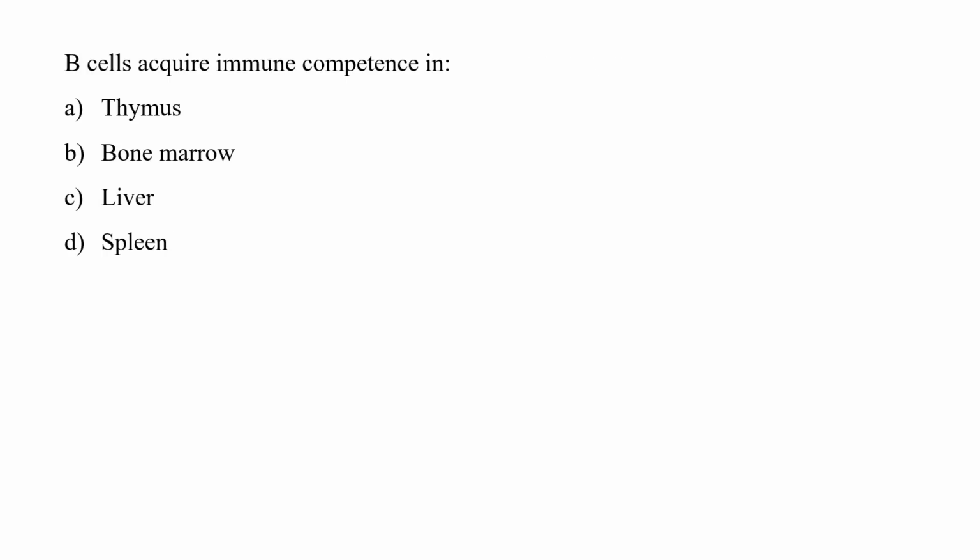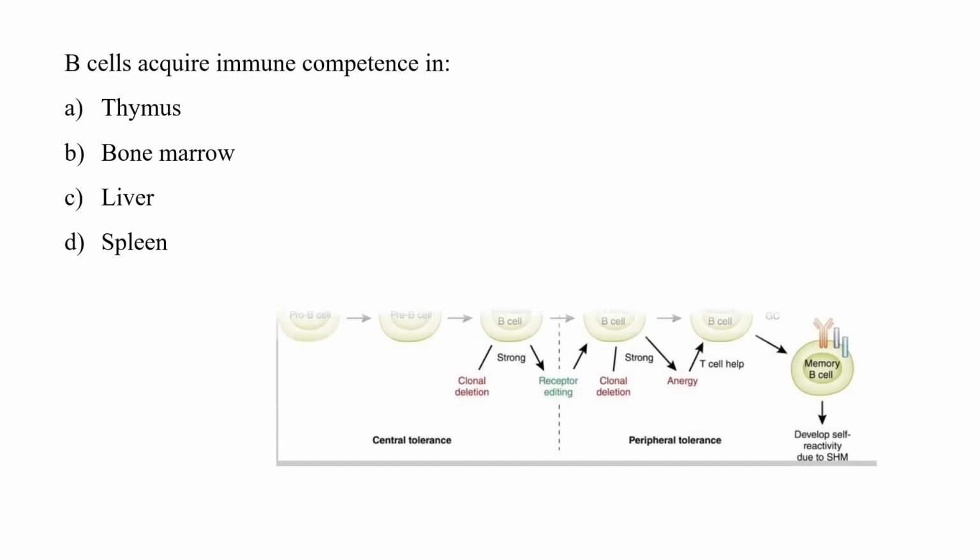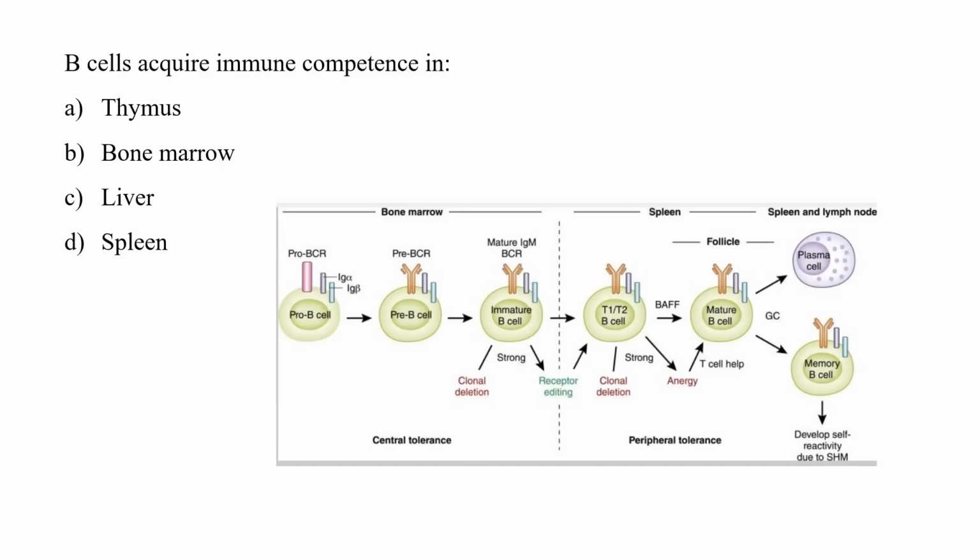B cells acquire immune competence in the thymus, bone marrow, liver, or spleen? Development of a B cell begins in the bone marrow, and in a sequential manner they transform from pro-B cells to immature B cells. Once immature B cells are formed, they express BCR, which is a cell surface receptor. Once the cell surface receptor is expressed, we can say that the B cell becomes immunocompetent. So B cells actually acquire immune competence in the bone marrow.